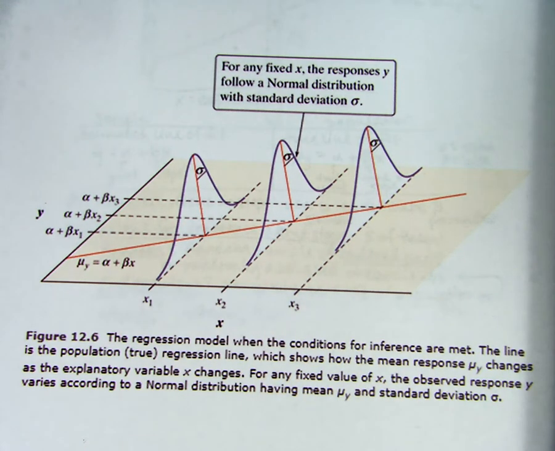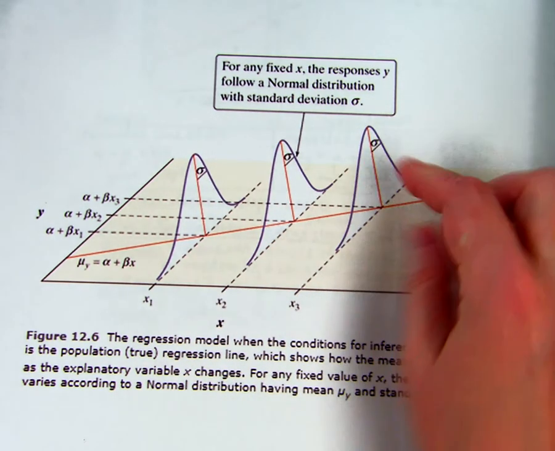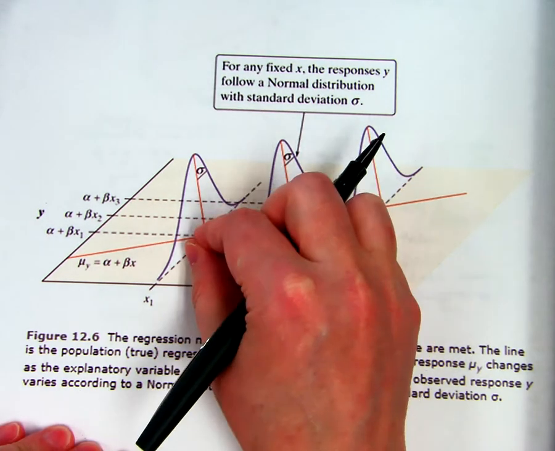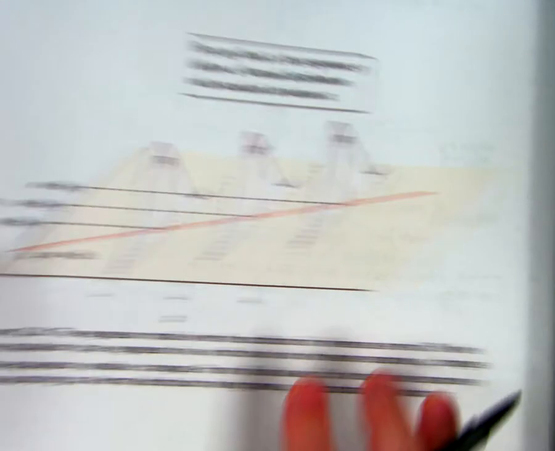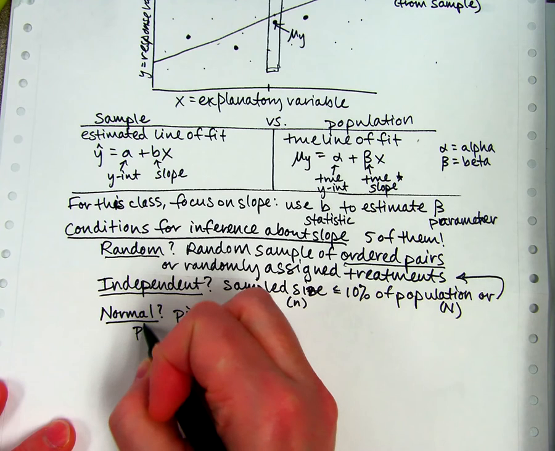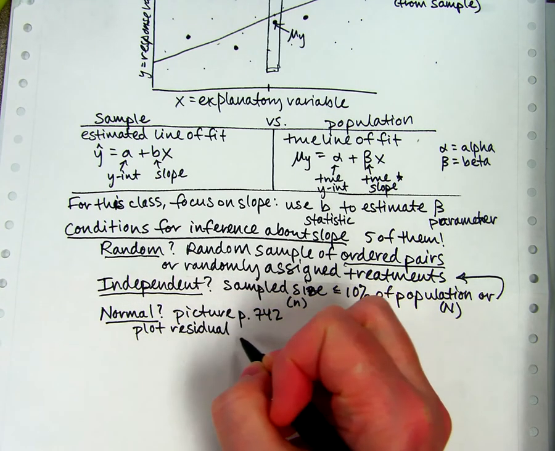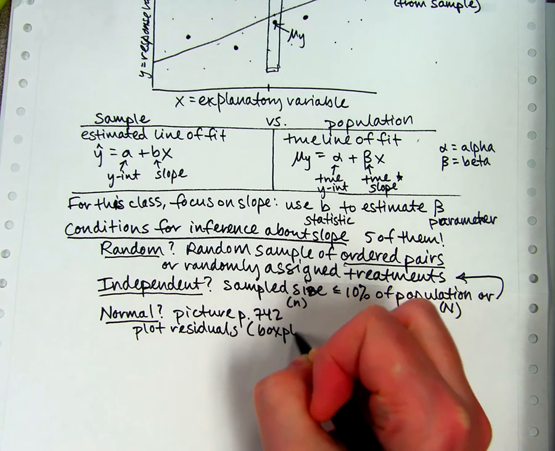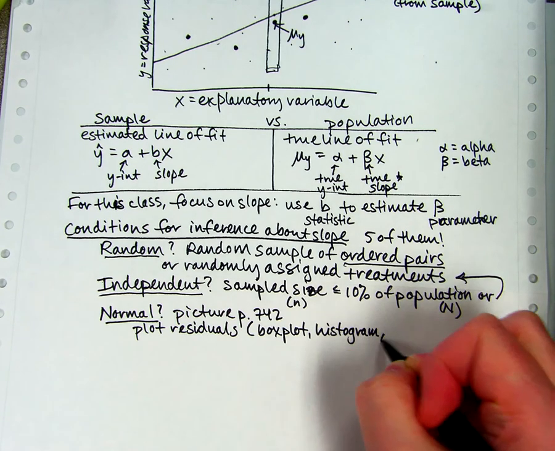So one of the conditions we're checking is whether this normal assumption is reasonable, and we can do that by looking at the residuals. Because remember, residuals are just how far above and below the line each point is. And if we look at the residuals and see if they look normal, that's what we need to do. So we plot the residuals, and this isn't a residual plot. It's not a scatter plot of residuals. It's a box plot or a histogram or a dot plot. Something like that.